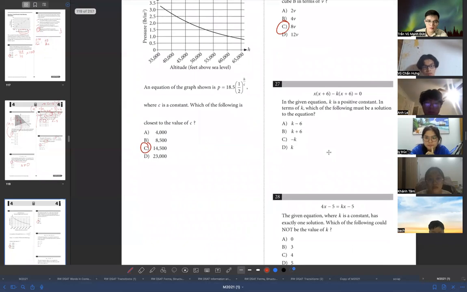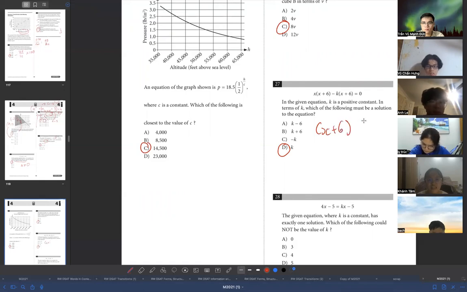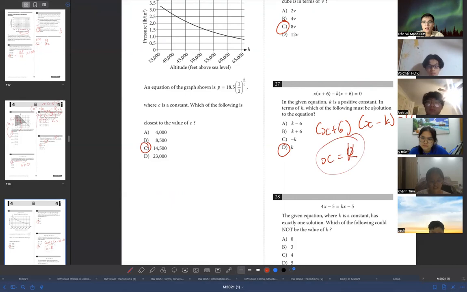Done. Also 27D. How did you do this? I change the equation by combining x plus 6, and it's left with x minus k, and all of these two equal to 0. And we have x minus k equals 0, so x equals k. Exactly. Very good. So if a solution happens, the equation has to be equal to 0.